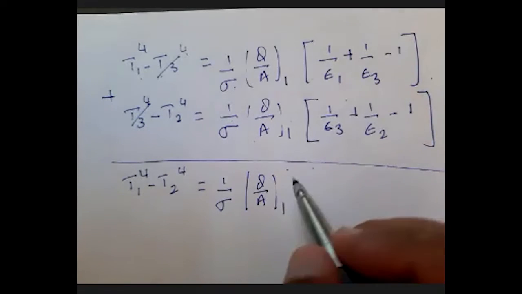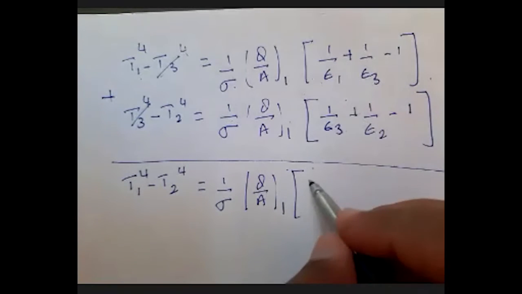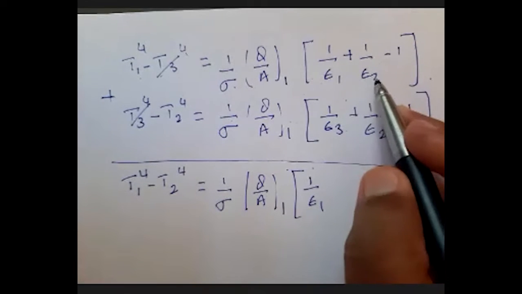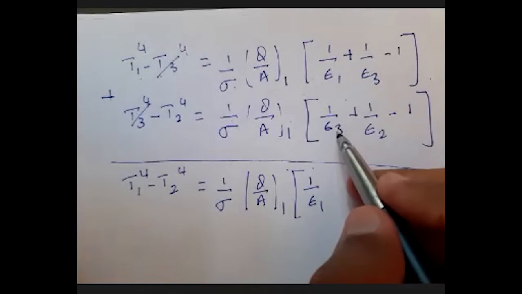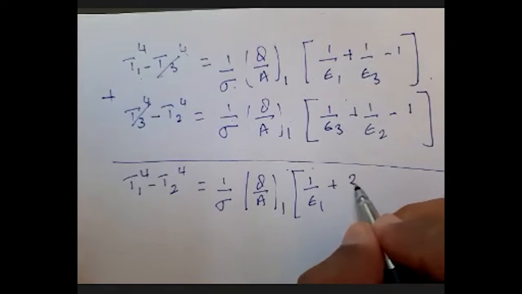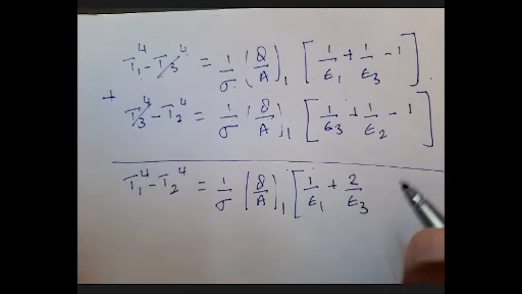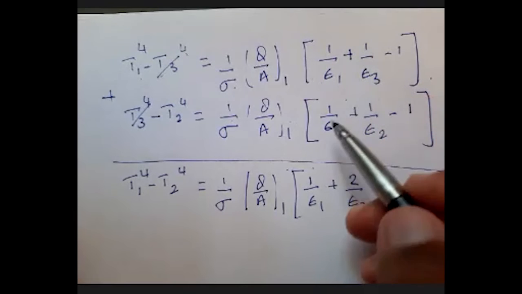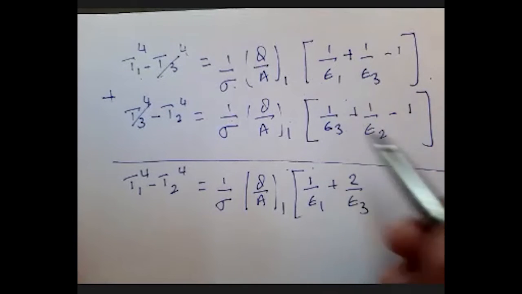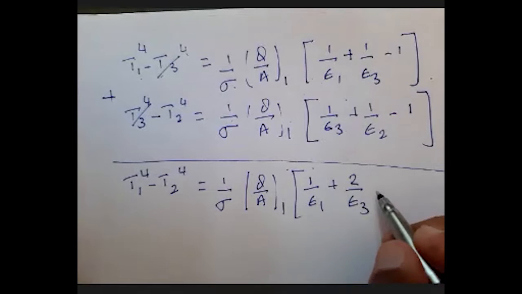So it is in the square bracket 1 upon epsilon 1, then 1 upon epsilon 3 and 1 upon epsilon 3. It will be nothing but plus 2 upon epsilon 3, 2 times 1 upon epsilon 3 and 1 upon epsilon 3. I'm adding it, it is 1 plus 1. It is 2 of epsilon 3.